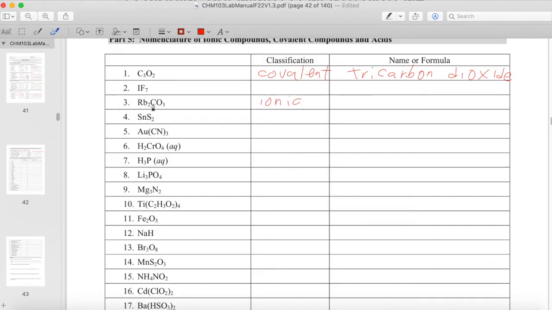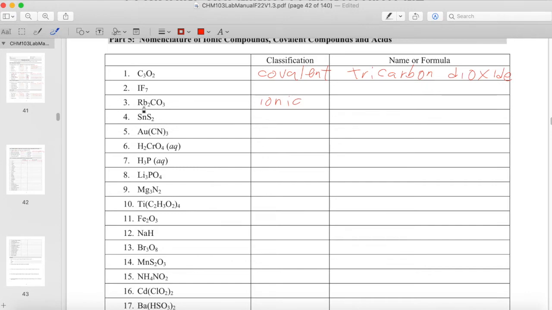So as soon as you recognize, okay, carbon and oxygen are both non-metals, so I have a polyatomic ion here, something that's made up of 2 different non-metals. So I need to look up the name of CO3. Now CO3 happens to be carbonate, and you also have to ask yourself, well, does rubidium need a Roman numeral? What group is Rb in?